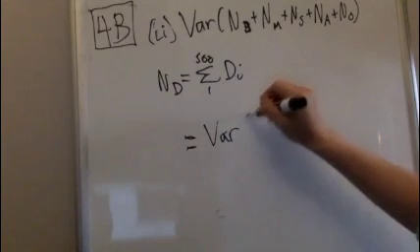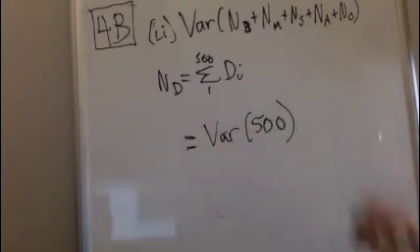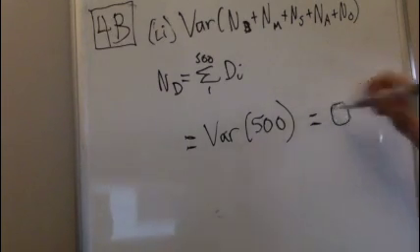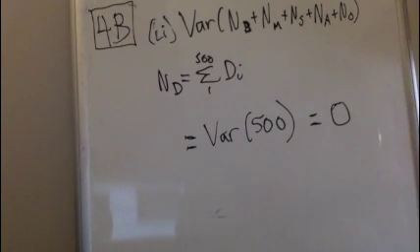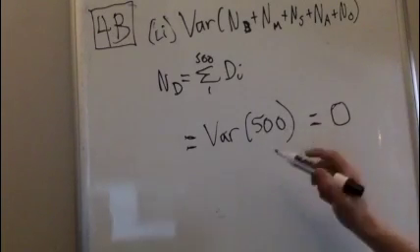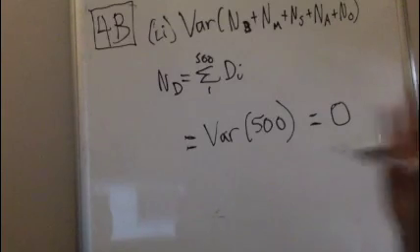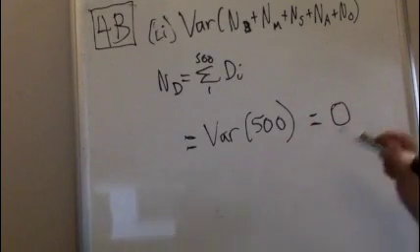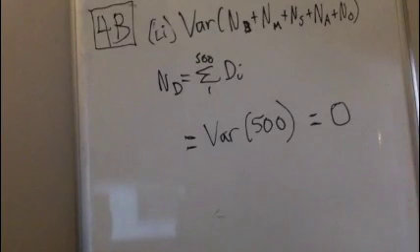So we're looking at the variance of 500. Now, what is the variance of a constant? It is 0, because a constant doesn't vary. It is one single number, and so therefore it varies by 0.